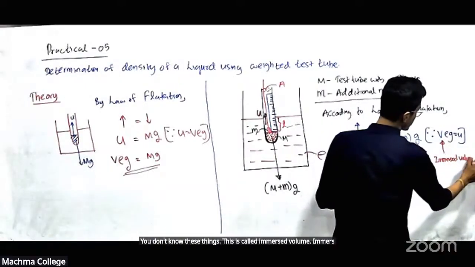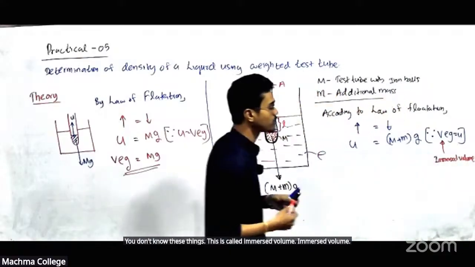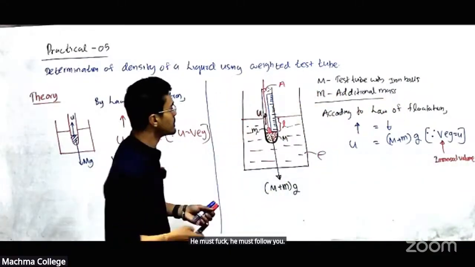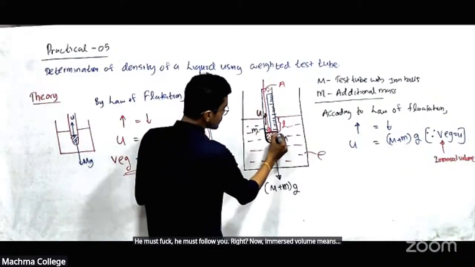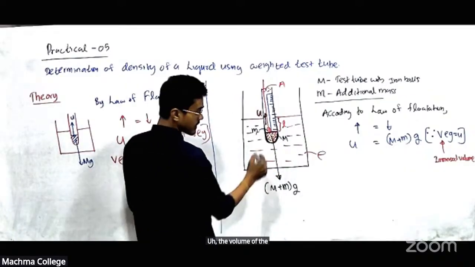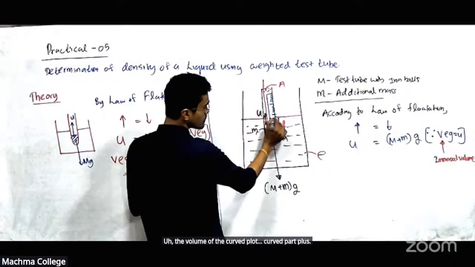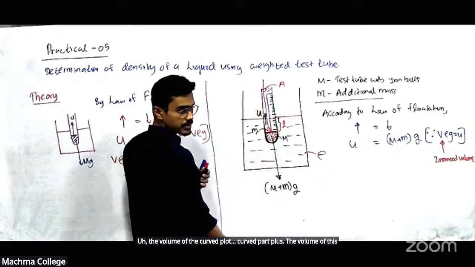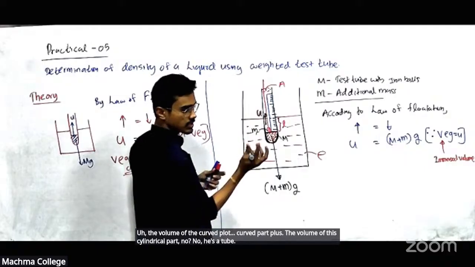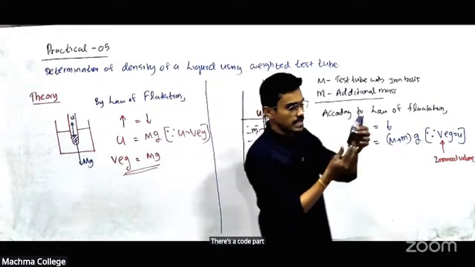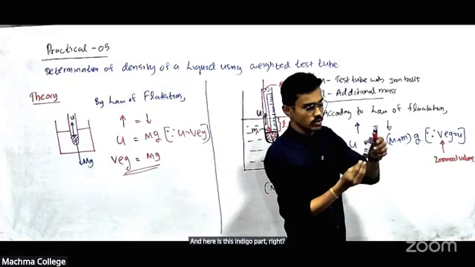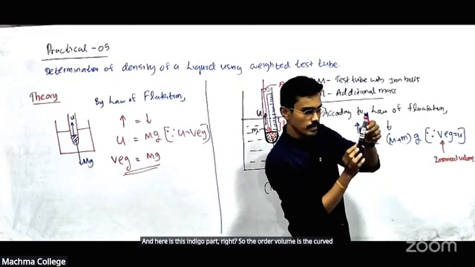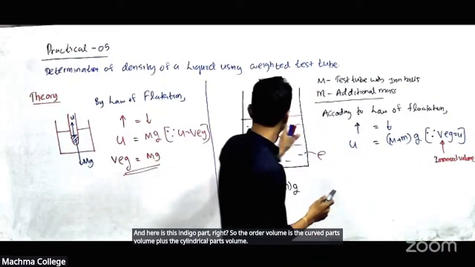Immersed volume. Immersed part. Right? Now the immersed volume is the volume of the curved part plus the volume of this cylindrical part. Now, this is a tube. There's a curved part at the bottom like this, and here is a cylindrical part, right? So the total volume is the curved part's volume plus the cylindrical part's volume, right?